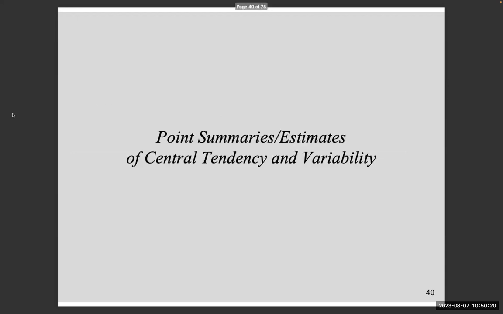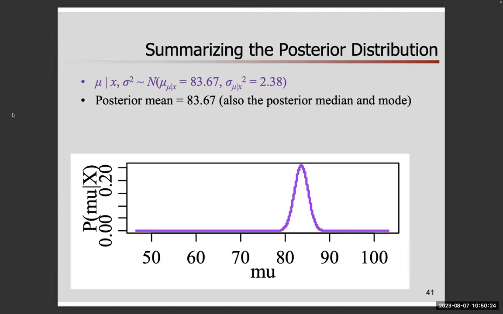For central tendency and variability, we have things like means and variances, or means and standard deviations. So here in purple plotted is my posterior distribution. This is my answer, and it reflects my beliefs about the unknown parameter. But you want me to boil it down to a number? I'll give you one number, my best summary. You've been summarizing distributions your whole life. Take the mean of that, it's 83.67. That's my single best numerical summary of the situation.